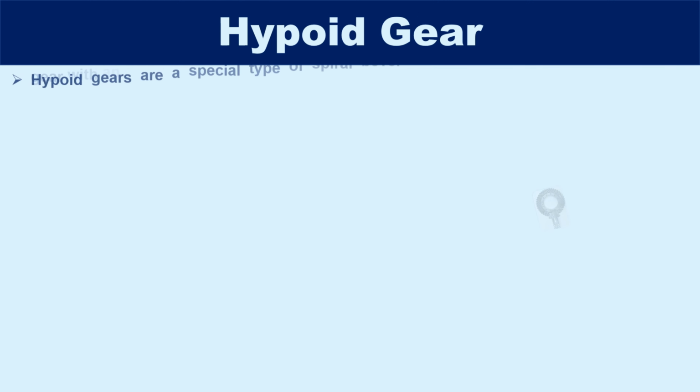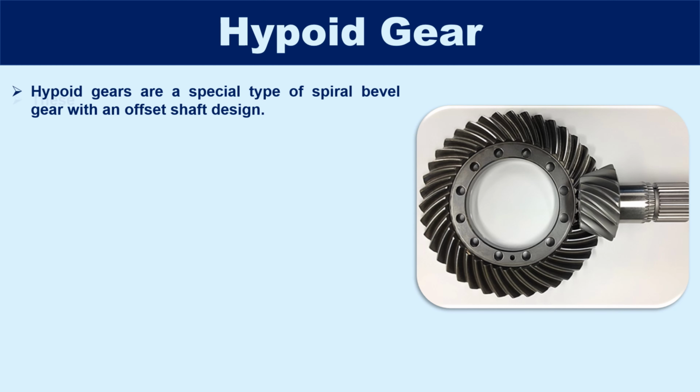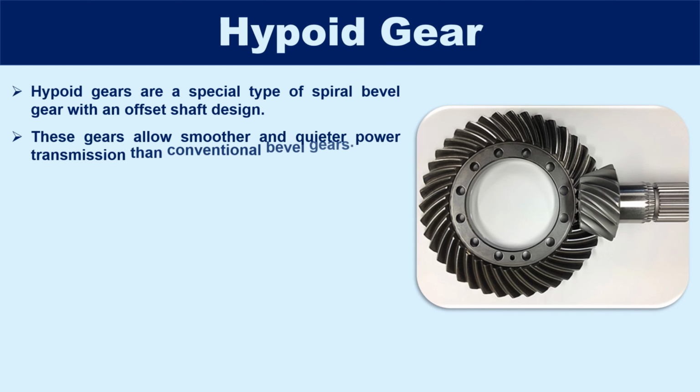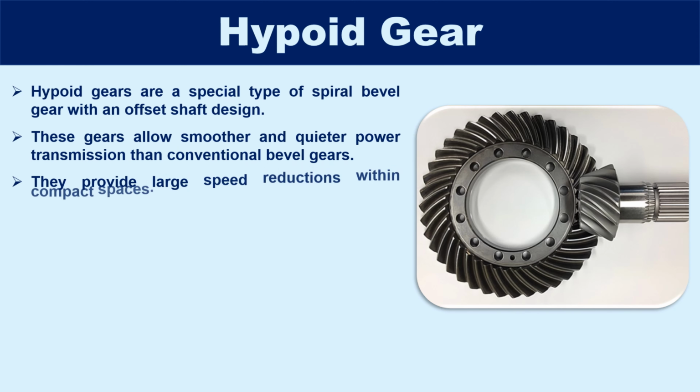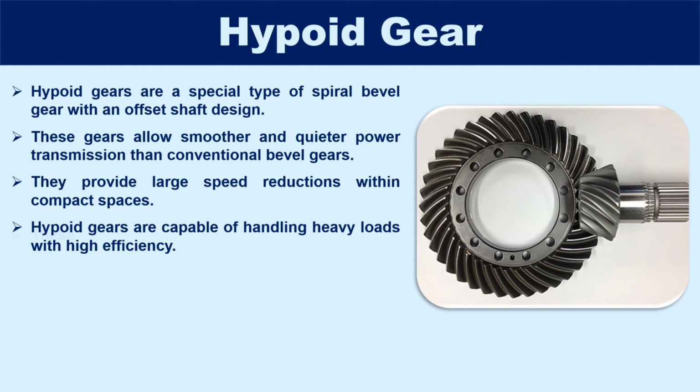Hypoid gear. Hypoid gears are a special type of spiral bevel gear with an offset shaft design. These gears allow smoother and quieter power transmission than conventional bevel gears. They provide large speed reductions within compact spaces. Hypoid gears are capable of handling heavy loads with high efficiency.